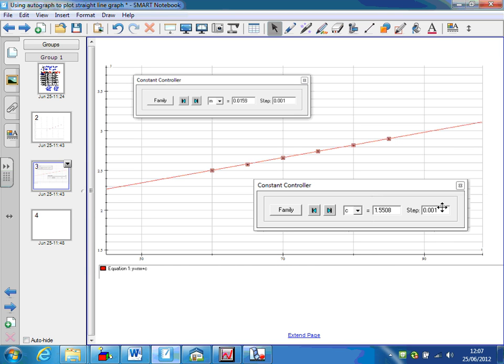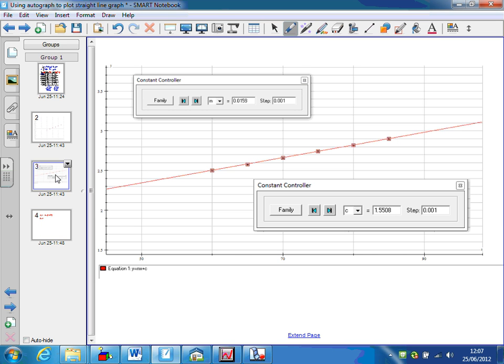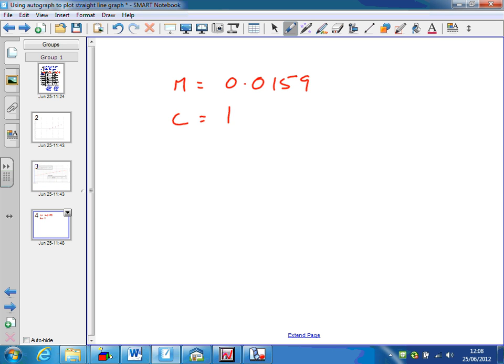Okay, if you look at the notes, you can see now that I've actually put into your notes one I did earlier, but I've zoomed in on M and C to find those values. So M turns out to be 0.0159, C turns out to be about 1.5508. Well, that gives us our values. So we've got M equals 0.0159 and C equals 1.55. That's three significant figures.